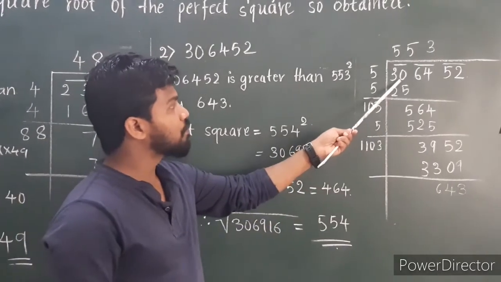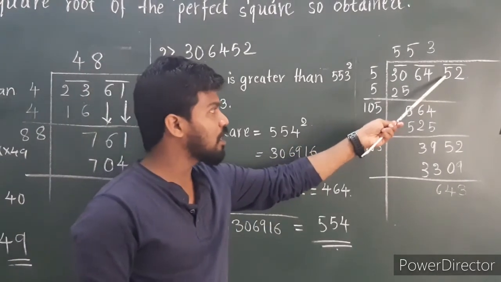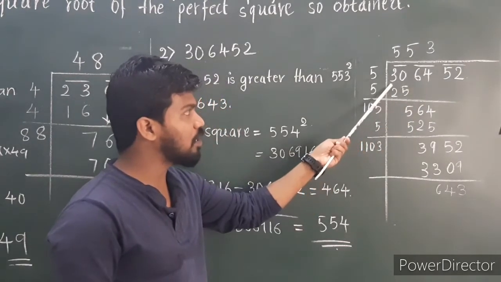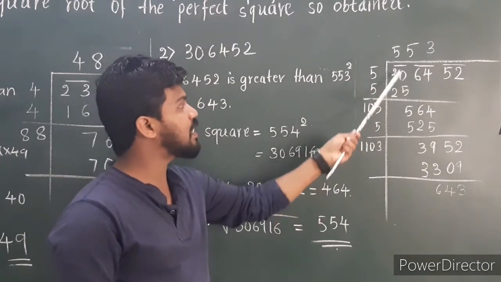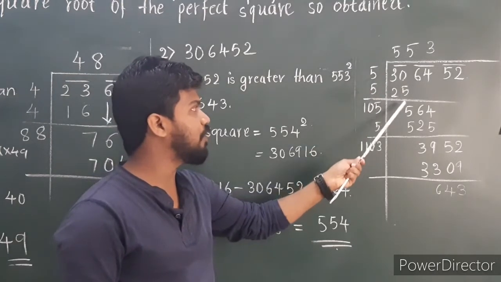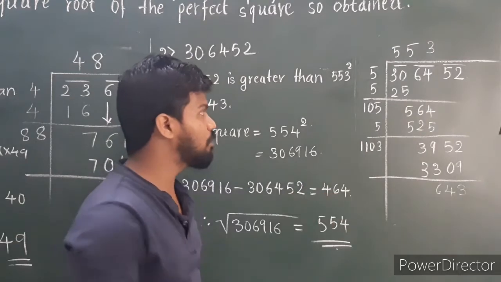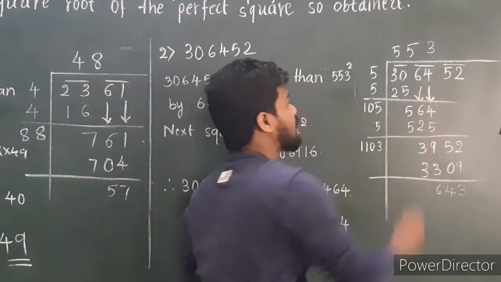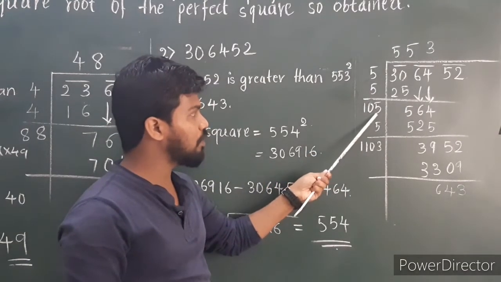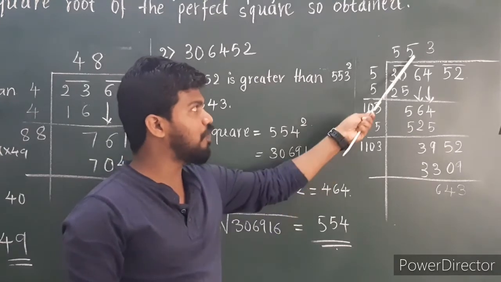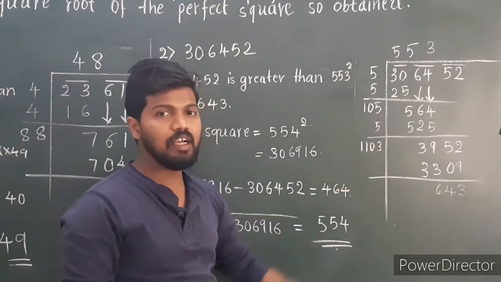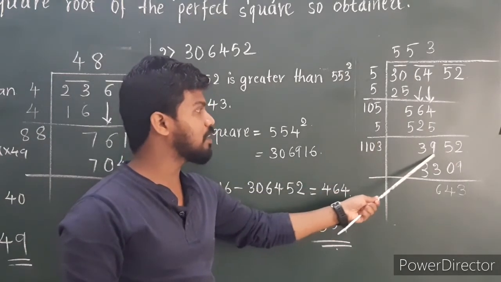3,06,452, make it pairs. So 5 and 2 one pair, 6 and 4 one more pair, and 3 and 0 one more pair. In a pair you have two numbers. So 5 fives are 25. If you take 6, 6 sixes are 36, that is bigger. So you take 5 fives are 25 and the remainder is 5. The next two numbers are 6 and 4, you take them down. Now 5 plus 5 you get 10. So now 105 into 5. If you multiply 105 into 5 you get 525 and the remainder you get 39.